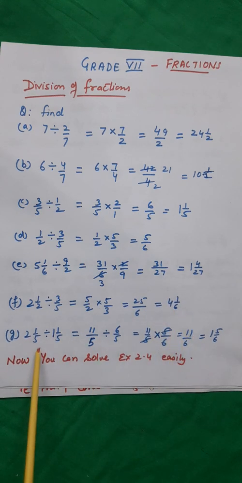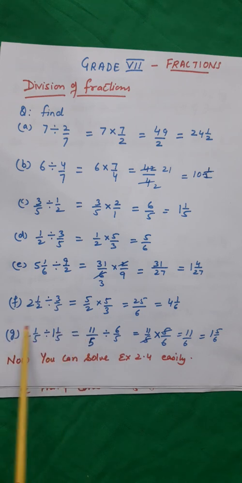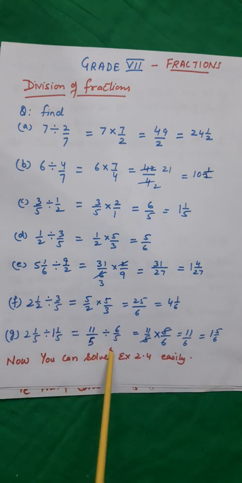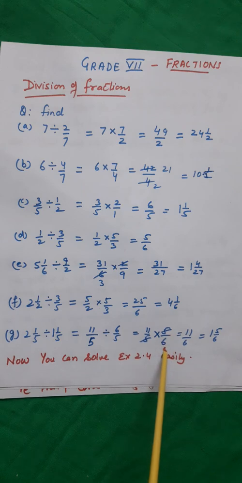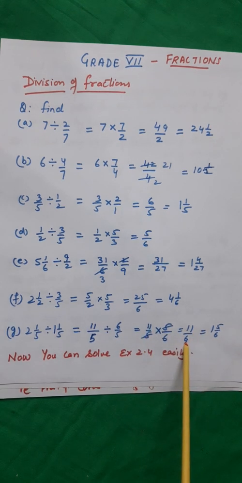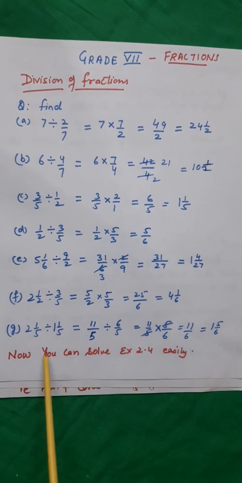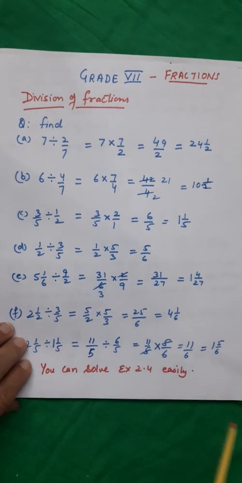G part. 2 1 by 5 divided by 1 by 5. This is equal to 11 upon 5 divided by 6 upon 5, which is equal to 11 upon 5 into 5 upon 6. 5 and 5 cancel, so we have 11 upon 6, which is equal to 1 5 by 6. Dear students, now you are in a position to solve exercise 2.4 of NCERT easily.